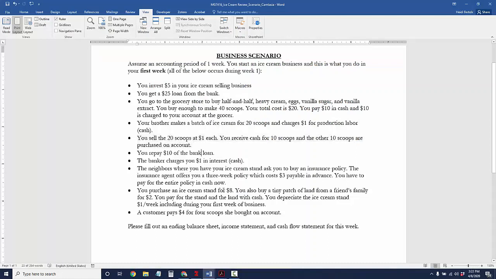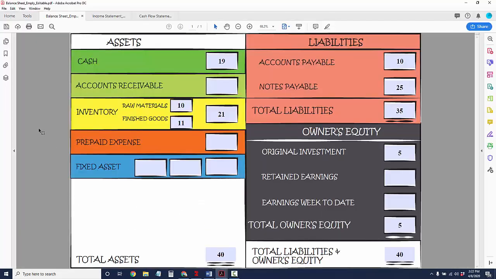Okay, the next thing we're going to do is exciting because we can finally sell our ice cream. And you sell the 20 scoops, which is all the scoops that your brother made, at $1 each. You receive cash for 10 scoops and the other 10 scoops are purchased on account. So total sales of 20 scoops at $1, total sales worth $20. So remember, we had $20 in sales, $10 that we are going to receive in cash, and $10 purchased on account. So our cash goes up by $10 from 19 to 29.